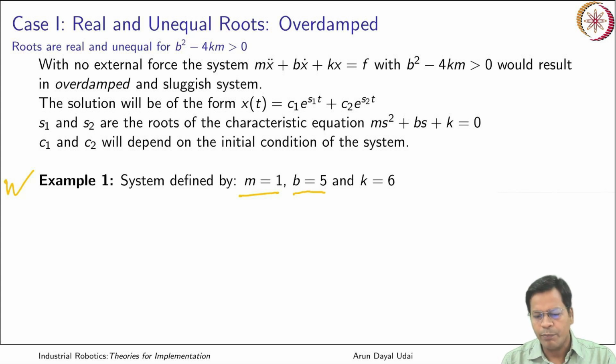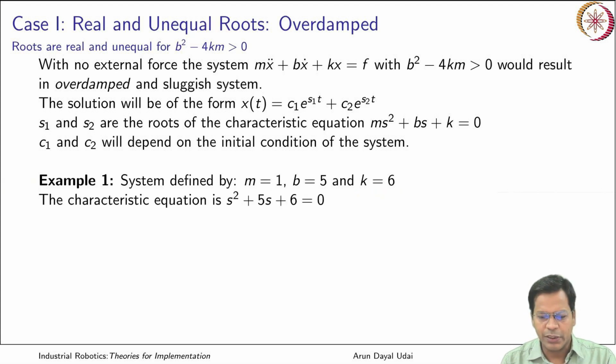Similarly, b, that is the damping constant, is 5. Stiffness is 6. Okay, so the characteristic equation can be written as ms square, that is s square, plus bs, that is 5s, plus k, so it is 6, equal to 0. So that goes here. In the last class you saw why this is called a characteristic equation.